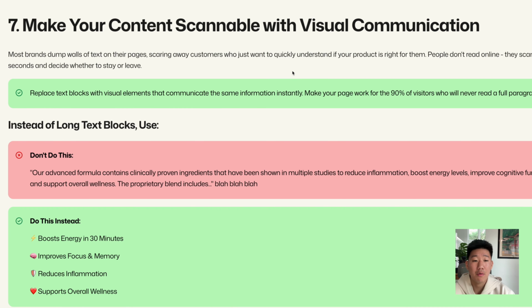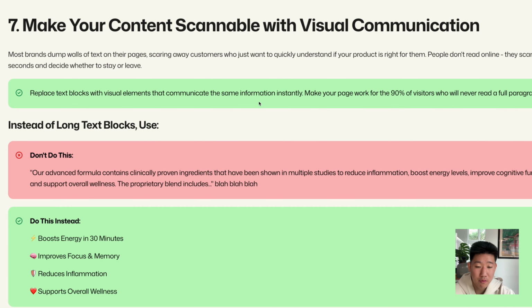Most people aren't reading, they're scanning, they're skimming. So you want to help them understand what it is you're trying to say to them as easily as possible. You want to reduce that friction. So the takeaway is to replace text blocks with visual elements that communicate the same information instantly. You want to make your page work for 90% of the visitors who will never read a full paragraph.